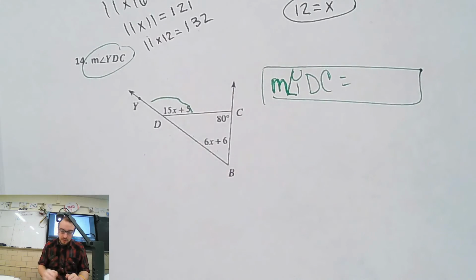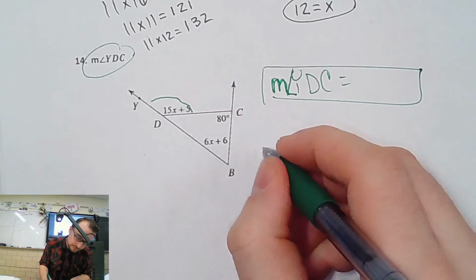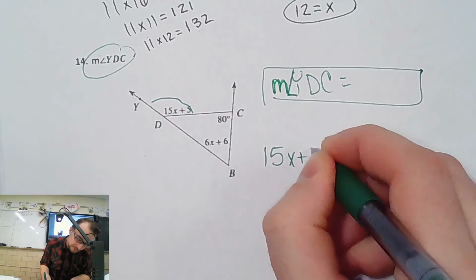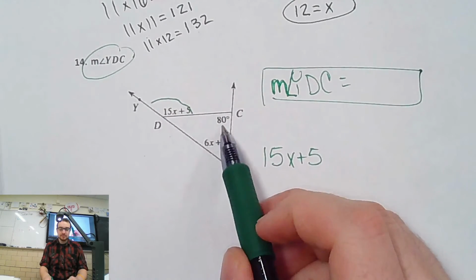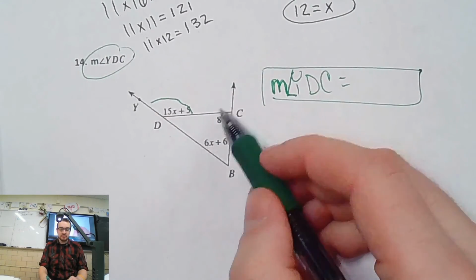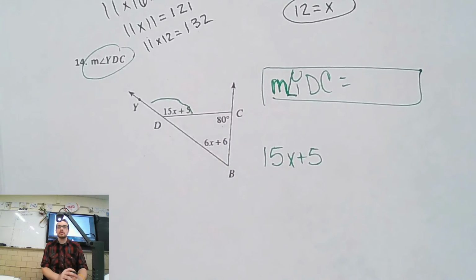All right. What do we know about YDC, that angle? 15x plus 5, right? What do we know about it? It's 180. That angle. No, 100. I mean, I'm sorry. Yeah, I get what you're saying. 180. Yep, they're going to be a linear pair. Yeah. It's not very helpful.